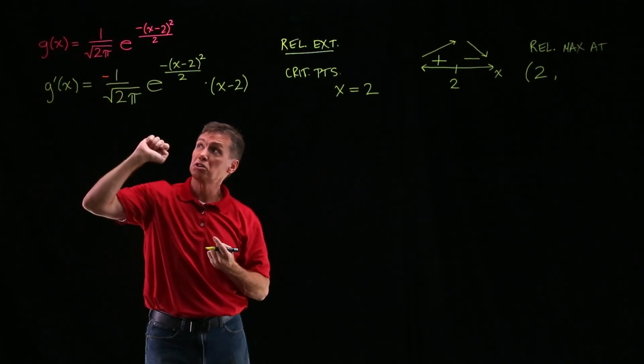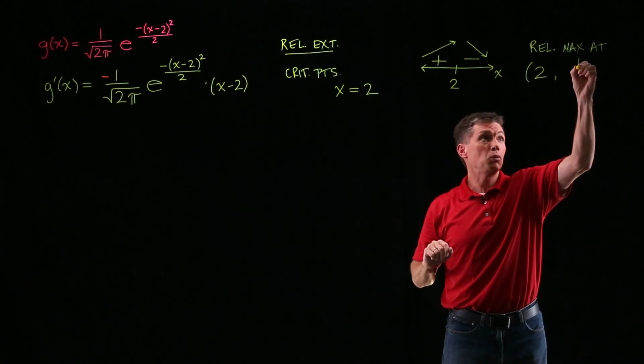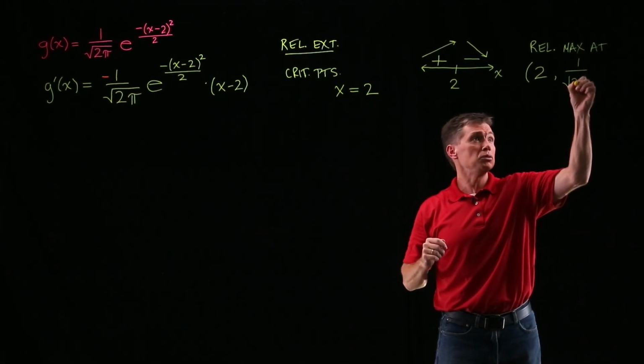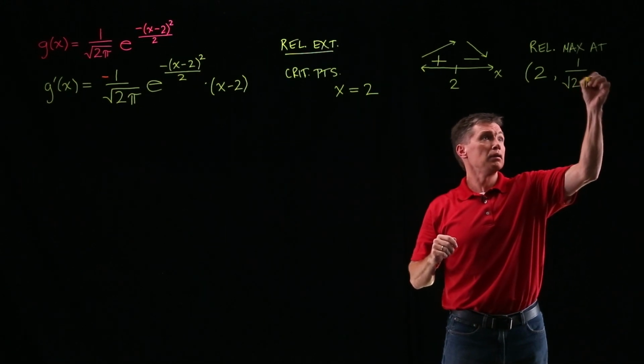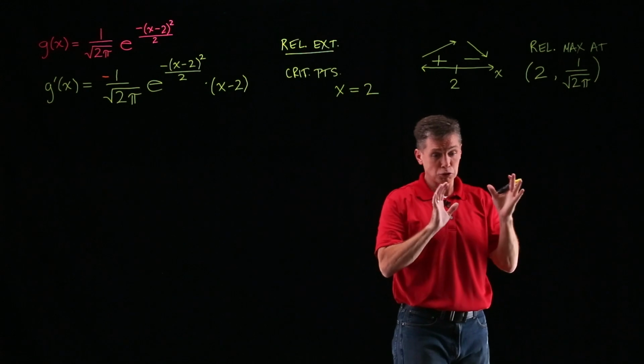Times that coefficient in front, and my result here for my y value will just be that 1 divided by square root of 2 pi. And I'm happy with that. I don't need to go to a calculator and get a decimal. It's a good answer.